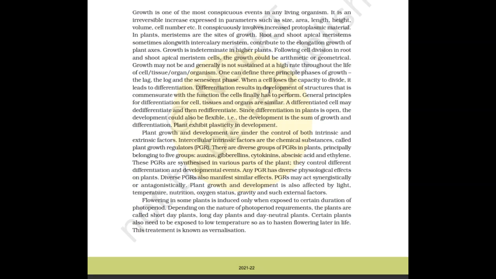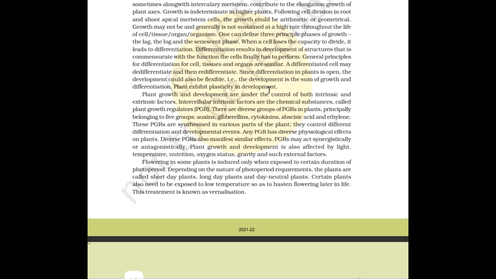Growth is indeterminate in higher plants. Following cell division in root and shoot apical meristematic cells, the growth could be arithmetic or geometrical. Growth may not be, and generally is not, sustained at a high rate throughout the life of a cell, tissue, organ, or organism. One can define three principal phases of growth: the lag, the log, and the senescent phase. When a cell loses the capacity to divide, it leads to differentiation. Differentiation results in development of structure that is commensurate with the function the cell finally has to perform.